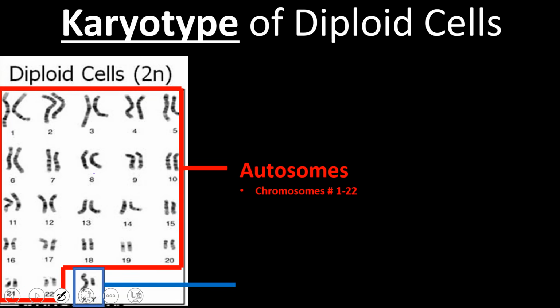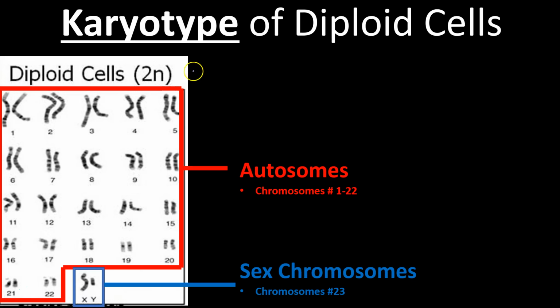And if we look at the autosomes, 1 through 22, and the sex chromosomes, number 23, you can tell that each autosome is homologous. They're the same size, same shape, but when we look at the sex chromosomes, they're not. The X and Y, they are not homologous, okay? And we'll get into the difference between the X and Y chromosome later.